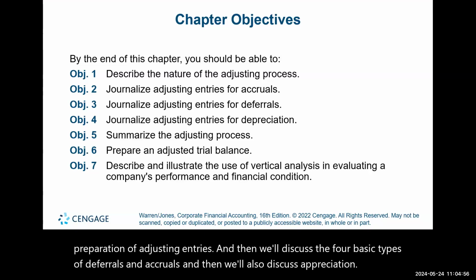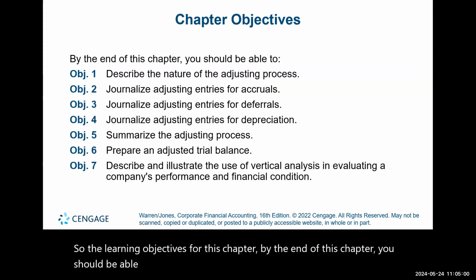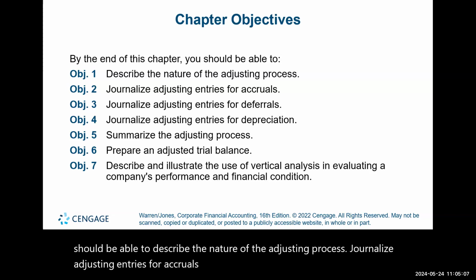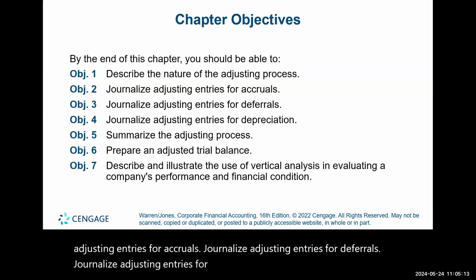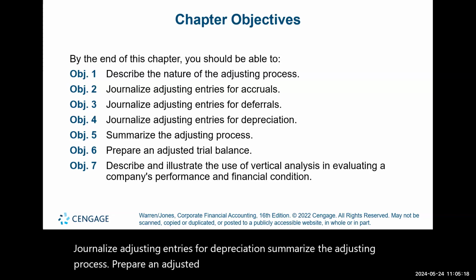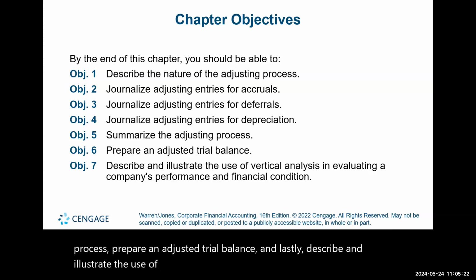So the learning objectives for this chapter: by the end of this chapter, you should be able to describe the nature of the adjusting process, journalize adjusting entries for accruals, journalize adjusting entries for deferrals, journalize adjusting entries for depreciation, summarize the adjusting process, prepare an adjusted trial balance, and lastly, describe and illustrate the use of vertical analysis in evaluating a company's performance and financial condition.